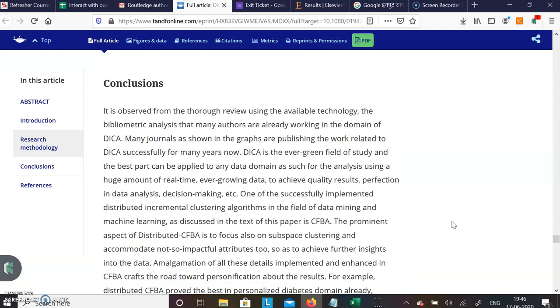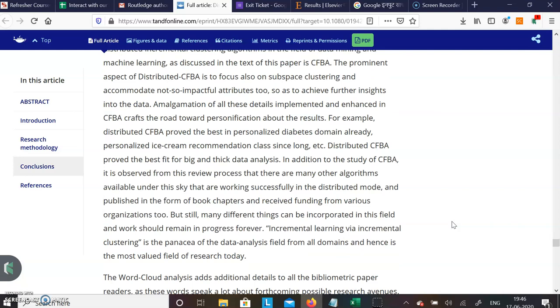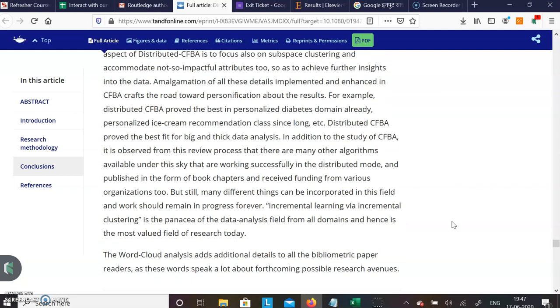We would like to conclude here that after the extensive literature survey and review of papers, it is clear that there is a lot of scope for working in the distributed incremental clustering area, and in the application of distributed incremental clustering in various areas of research and various domains. And as I said, incremental learning via incremental clustering is also a very interesting field to apply.